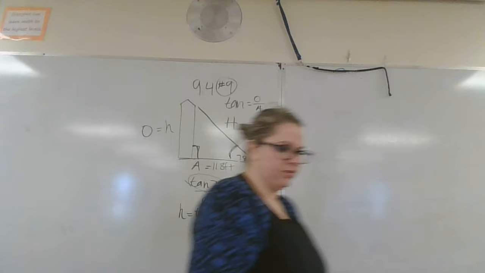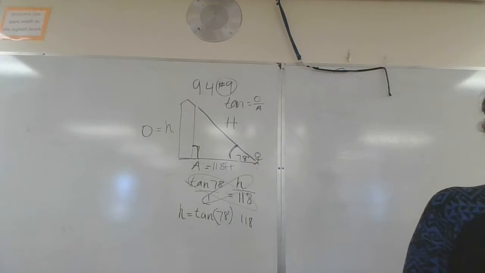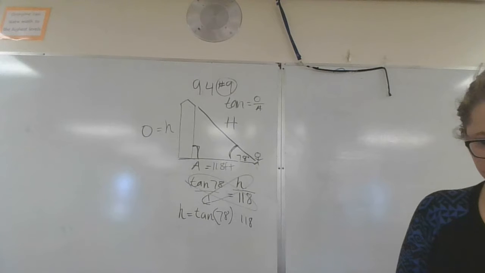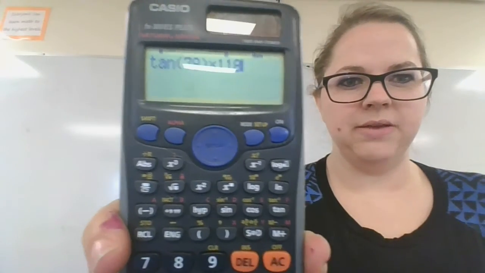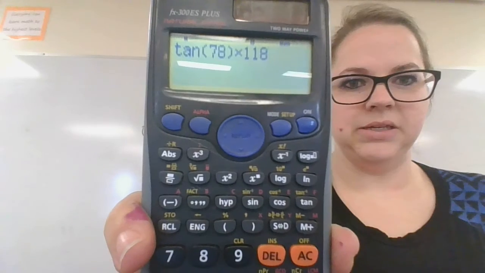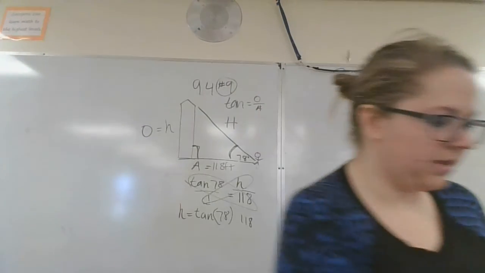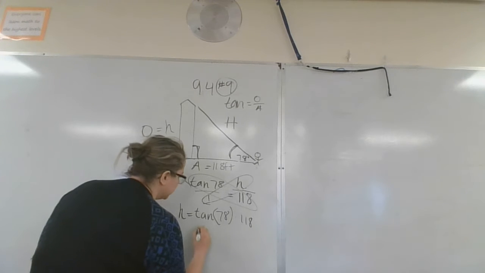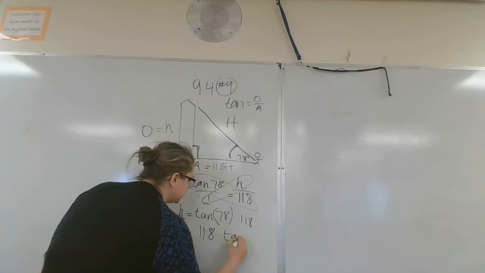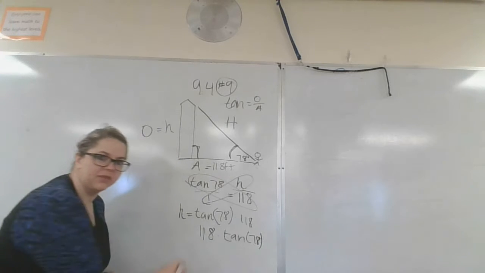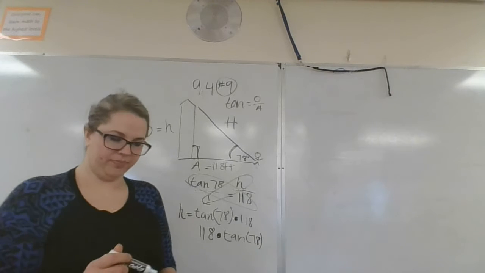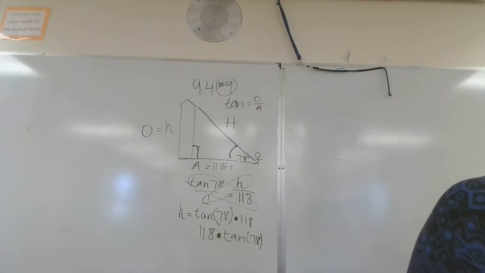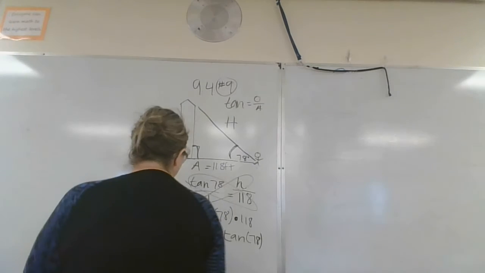I'm going to hurry and put that in my calculator. Tangent 78 times 118. If you look, this is what I put in my calculator: tangent 78 times 118. You see how I have the parentheses around my 78? Or you can put it in your calculator like this: 118 times tangent of 78. This means the same thing. There's a times there. Okay, so when I put that in my calculator, I get 555.